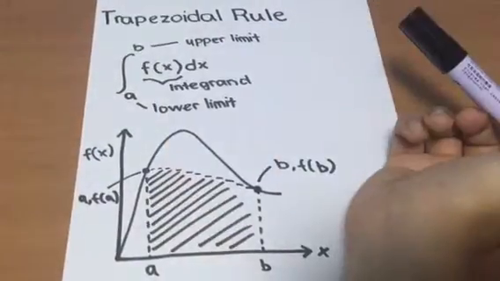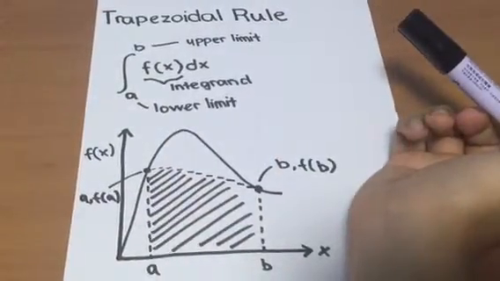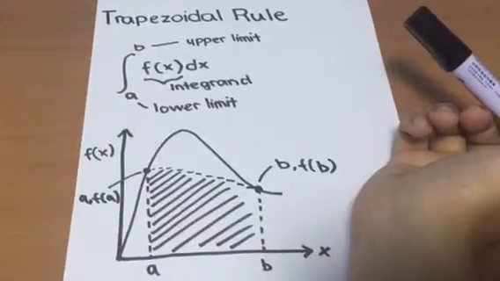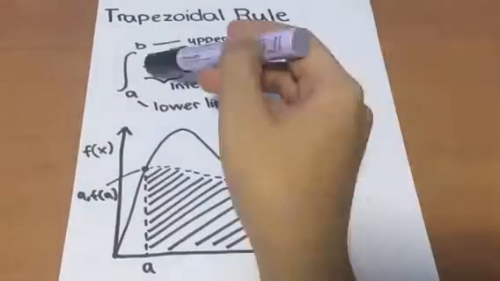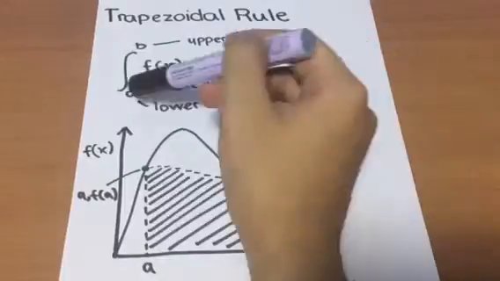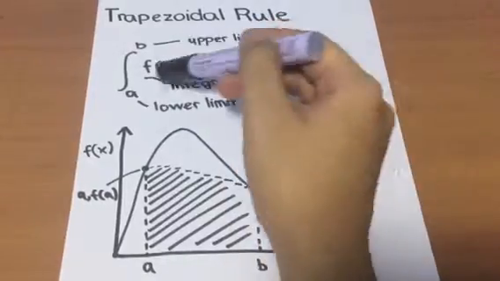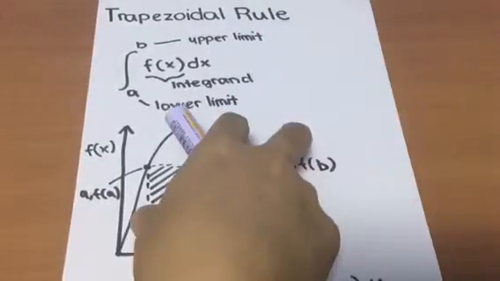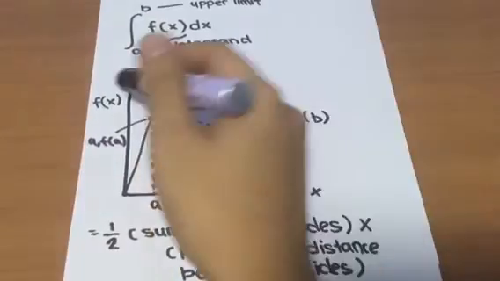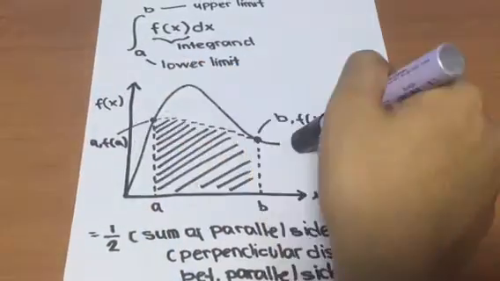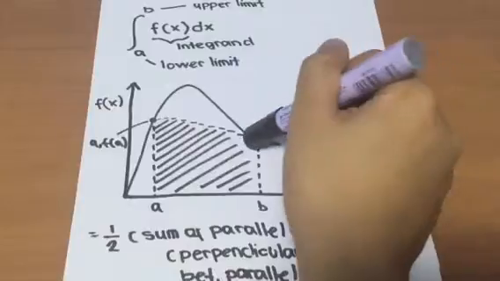The first rule in integration is the trapezoidal rule. First, we familiarize ourselves with the parts of our integration. We have the lower limit a, the upper limit b, and f of x as our integrand. We have the graph here, and we have drawn the equation.